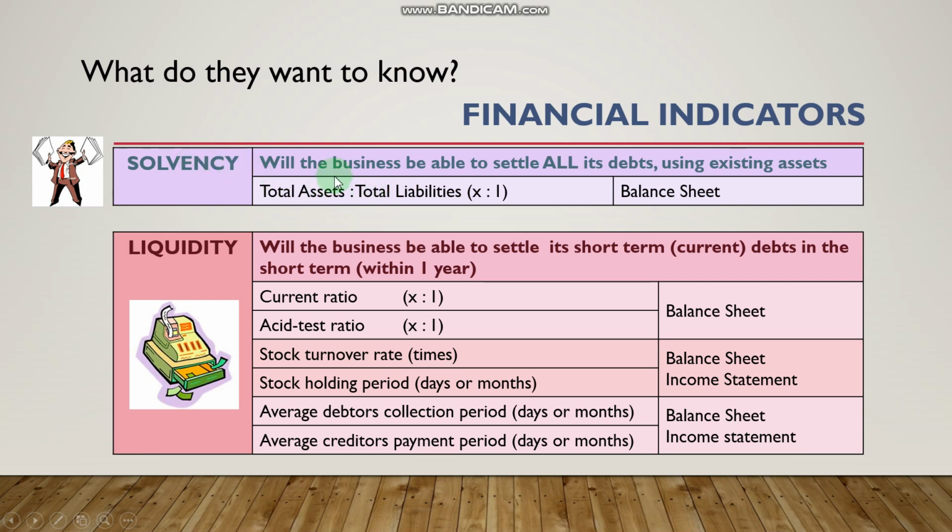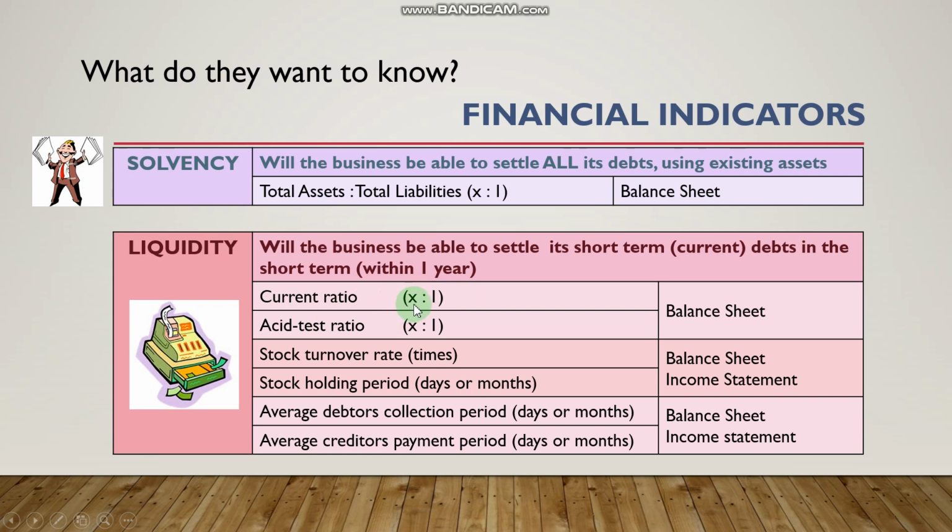You see, solvency was talking about the total liabilities. Liquidity would speak about the current liabilities. And can I pay off my short-term debts, current liabilities, using my short-term assets? I won't look at total assets. I would look at only my current assets. So in this category of financial indicators, we have 6 financial indicators that we study under this category. The first one, the current ratio.